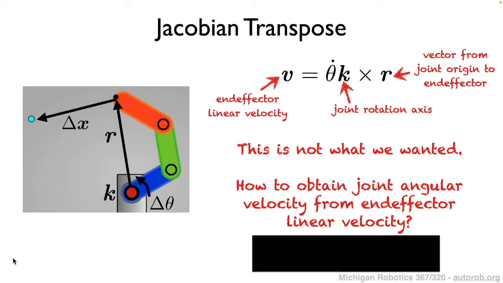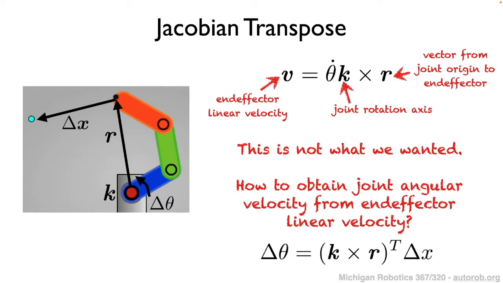And so how can we obtain the desired joint angular velocity? Well, it turns out that we can use the Jacobian transpose method. What's shown here in this final equation is the Jacobian transpose method applied in this case of a single rotational joint, which is represented by the delta theta, which will be induced by a desired displacement delta x and this transpose Jacobian.